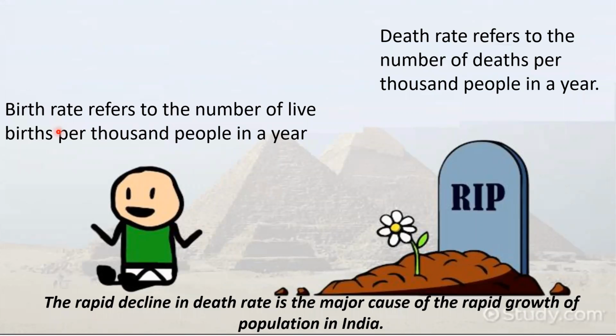What is birth rate? Birth rate refers to the number of live births per 1,000 people in a year. Death rate refers to the number of deaths per 1,000 people in a year. The rapid decline in the death rate is the major cause of the rapid growth of population in India. Because of the advancement in the field of medicine and technology, the life expectancy of Indians has increased, and it is one of the reasons for the rapid decline in the death rate.